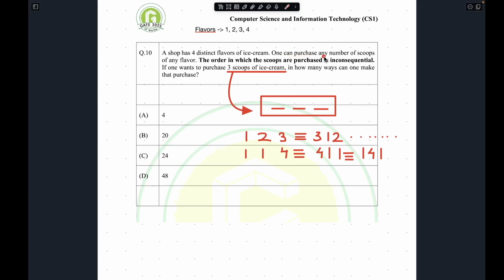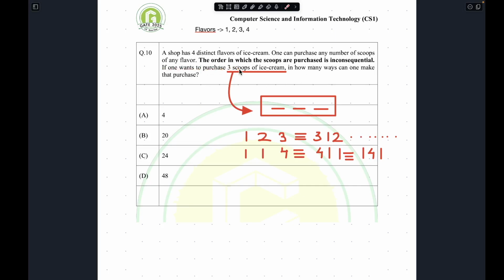One can purchase any number of scoops of any flavor, so there is no restriction on the number of flavors that you want to choose. Okay, the order in which the scoops are purchased is inconsequential. Okay, so when order is consequential, that is called permutation. When order is inconsequential, that is called combination, right? So the combination we are considering.